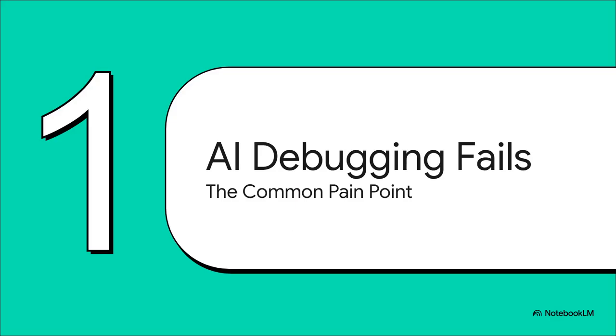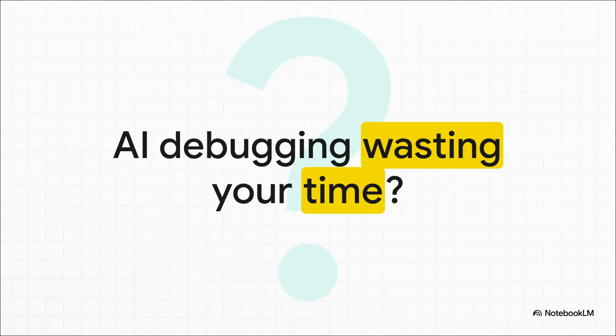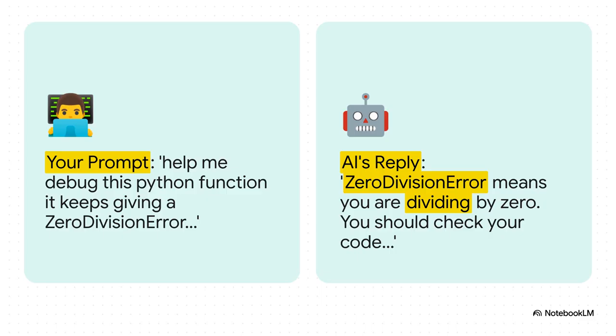First up, let's just get right into it. AI debugging fails. We've all been there, right? That moment of pure frustration when you're just trying to get a simple, straight answer from your AI assistant and it just doesn't deliver. So, does this whole "AI debugging is wasting my time" thing sound a little too familiar? You're stuck, you've got this bug, you turn to an AI for a quick fix, and what you get back is, well, it's pretty much useless. It's like a rite of passage for developers at this point. Oh yeah, we have all been there.